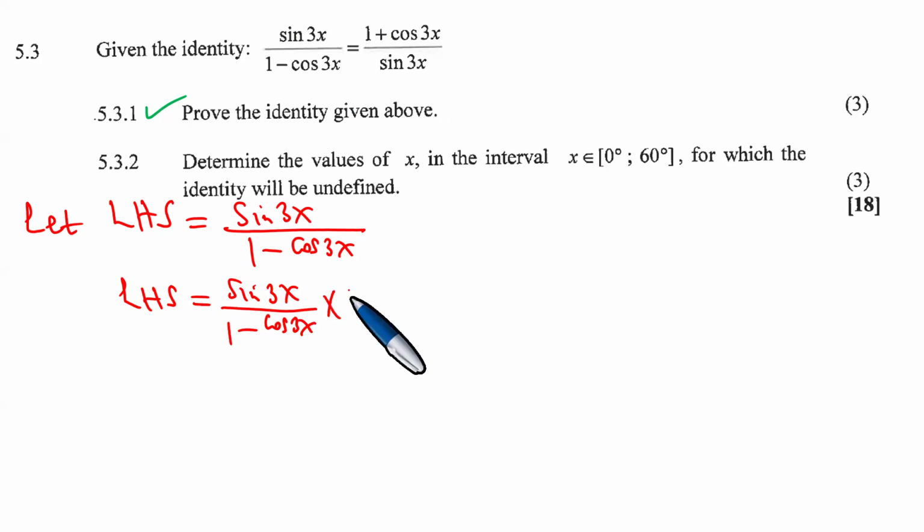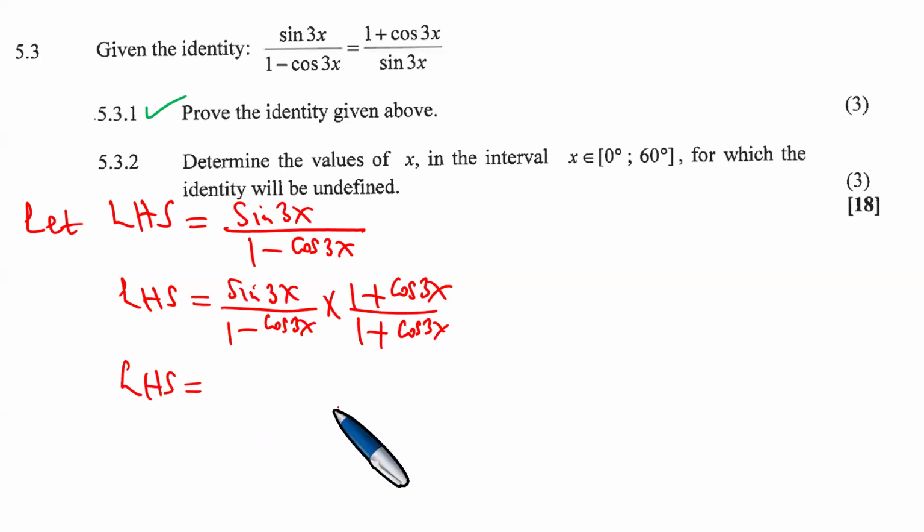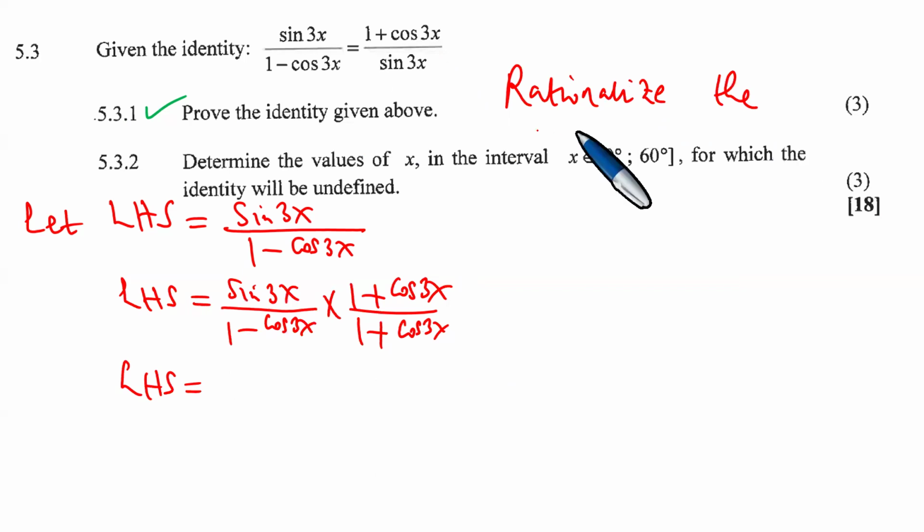It becomes a brain teaser. What brain teaser? We put a plus. We rationalize to introduce the plus, the 1 plus cosine 3x. We rationalize. At this point, we rationalize. How does rationalizing work?